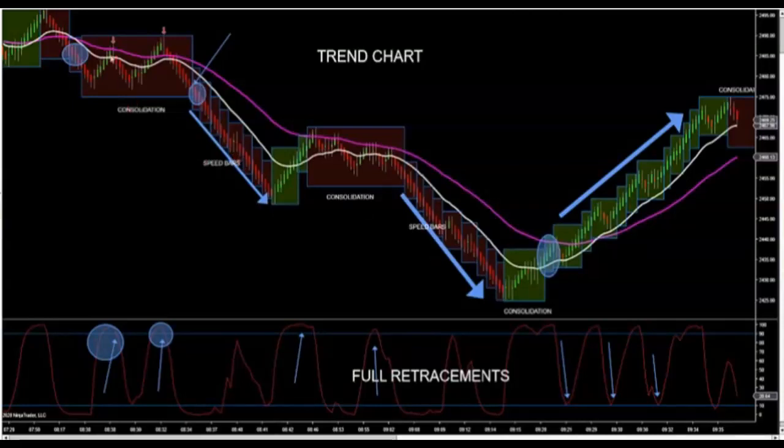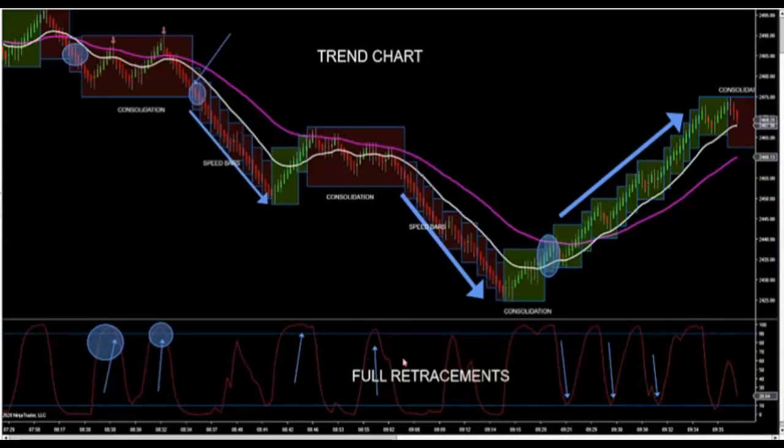I have a trend filter built into these trend boxes. I have a moving average on here. I have a small moving average and a larger moving average, okay? If the white's below the magenta, we're in a downtrend. If the white's above the magenta, then we're in an uptrend. So if I got the white below the magenta and I got red trend boxes, the trend is down. If I got the moving average above the magenta and I have green trend boxes, the trend is up.